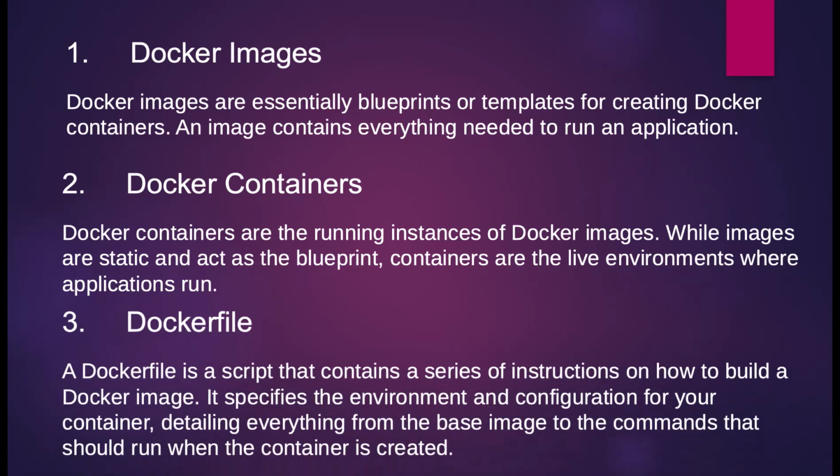So the next one is Dockerfile. A Dockerfile is a script that contains a series of instructions on how to build a Docker image. It specifies the environment and configuration for the Docker container, detailing everything from the base image to the commands that run when the container is created. So this means that a Dockerfile is a file that shows the process of how a Docker container should run. We will look into that later in this video, how to create a Dockerfile. We'll look into Docker images when we start doing the demo.